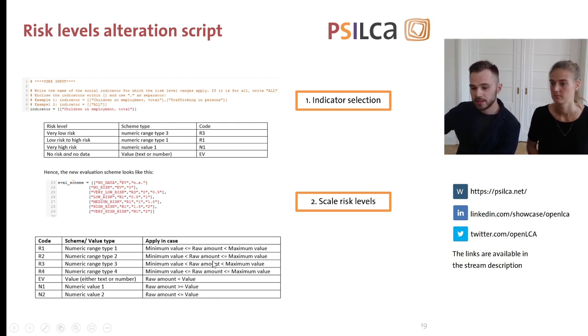And we know that basically any raw amount should be lower than or equal to the maximum value that you set yourself, or strictly higher than the minimum value that you also change. So in that case, you would need to set R3 to R2 in order to change the mathematical scheme, and afterwards you need to show the new range. Let's say you want to move from 0 to 1 and from 0.5 to 1.5. So basically that is the major idea behind the script and how you change the risk levels.